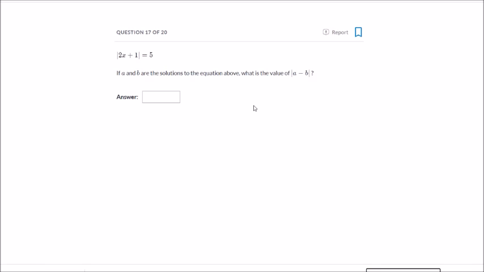So if A and B are solutions to the equation above, what's the value of the absolute value of A minus B? So 2x plus 1 equal 5, and also 2x plus 1 equal minus 5, because the distance from the 2x plus 1 to the center is 5. So 2x plus 1 equal 5 will get you x equal 2. 2x plus 1 equal minus 5 will get you x equal minus 3. So 2 and minus 3.